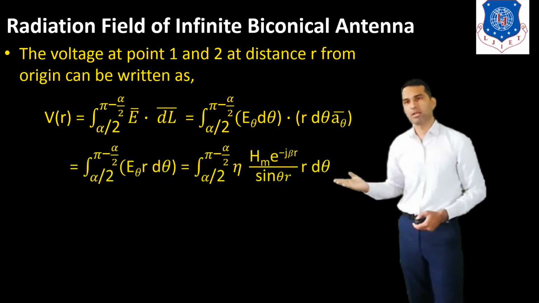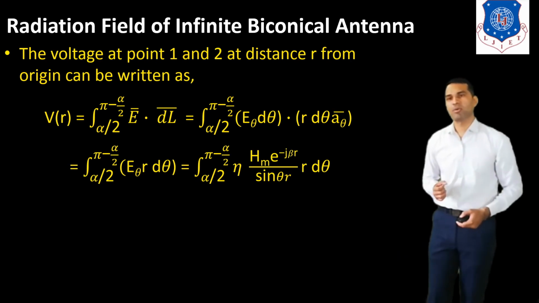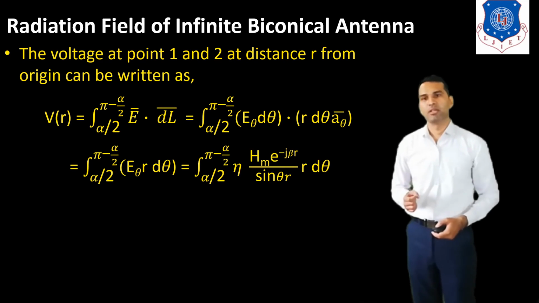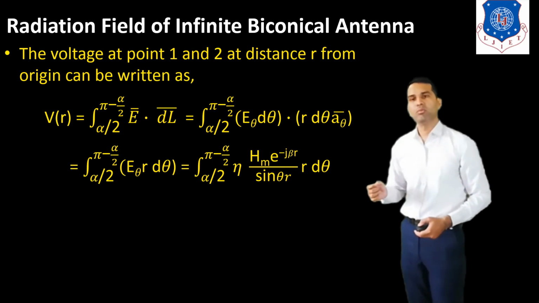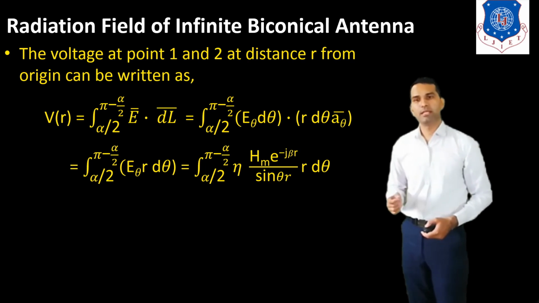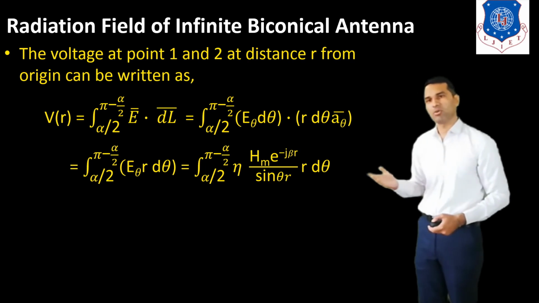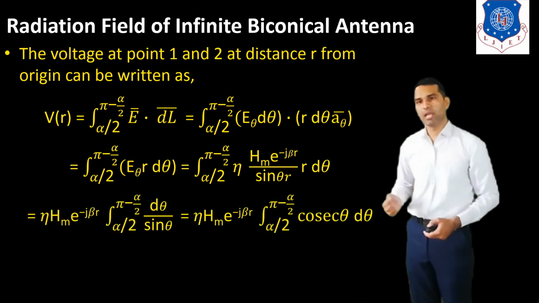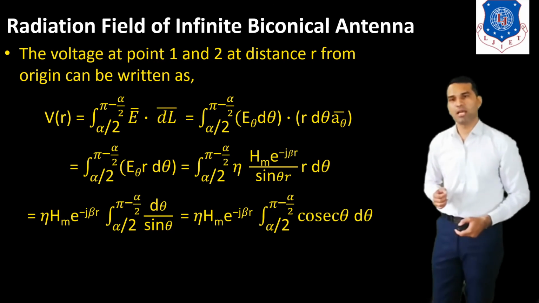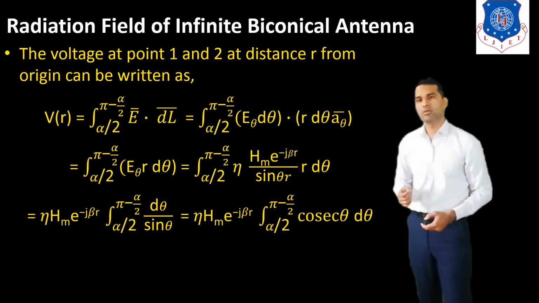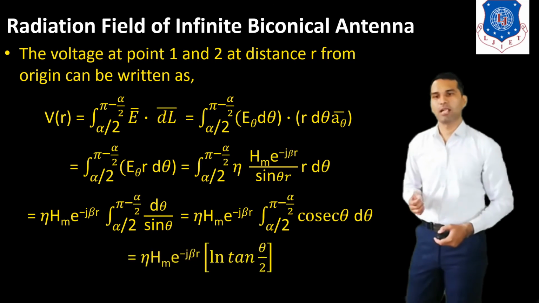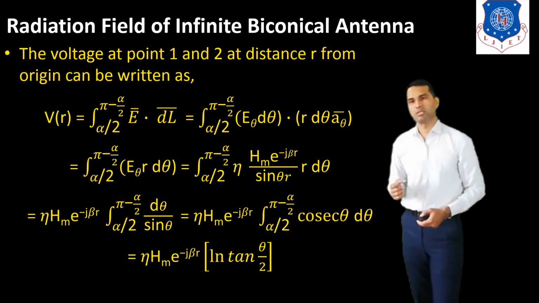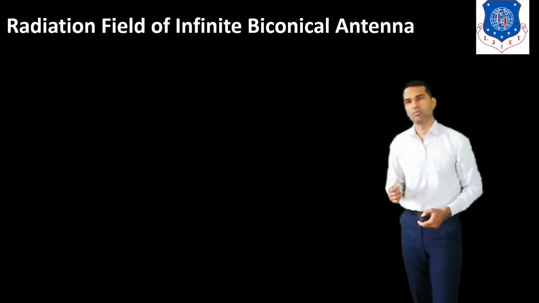When we simplify, we can also write this equation as the integration from alpha by 2 to pi minus alpha by 2 of E theta r d theta, which equals the integration from alpha by 2 to pi minus alpha by 2 of eta Hm e raised to minus j beta r upon sine theta, times r d theta. When we solve this equation, we get eta Hm e raised to minus j beta r times the integration of cosec theta d theta, and finally we get eta Hm e raised to minus j beta r ln tan theta by 2.